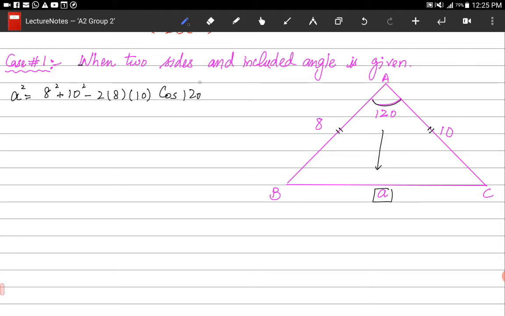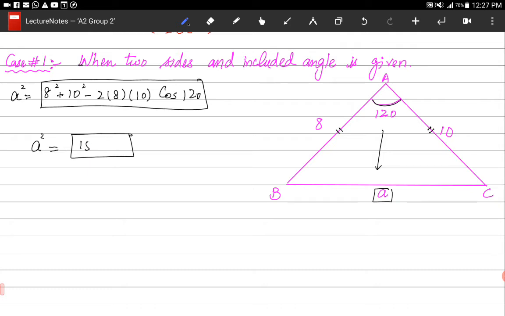Now, it is recommended that you substitute this whole value in the calculator directly, and you get a square equals to, you'll get a value. So we get 15.62, we get 244 for this, and then we take the square root of this. So the value of a is going to be 15.6, let it be centimeters if it is given, right?